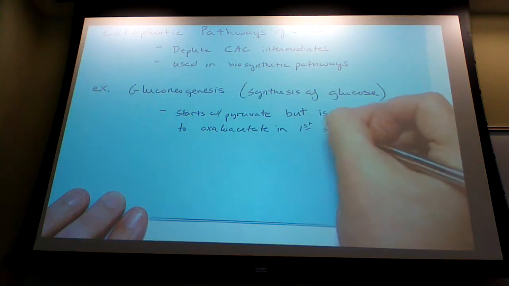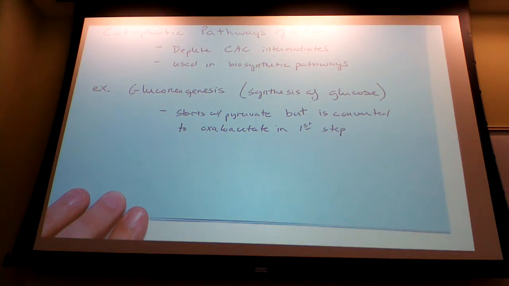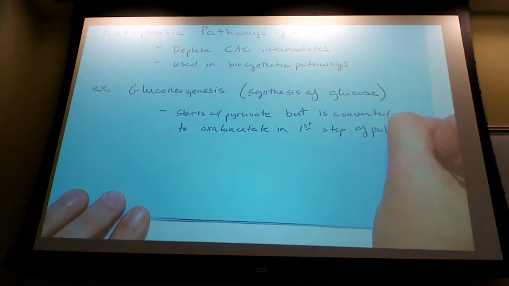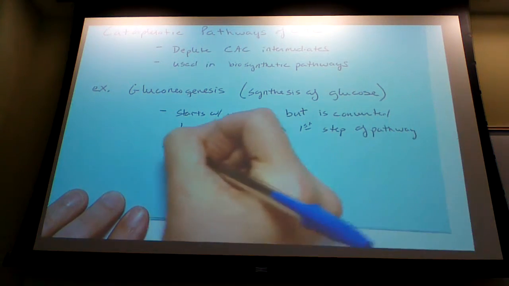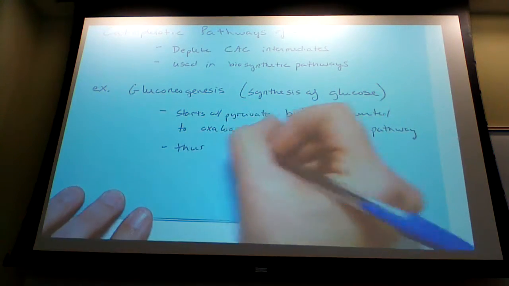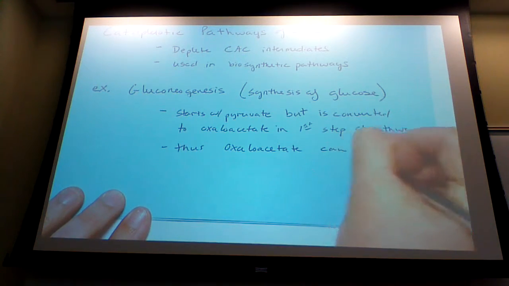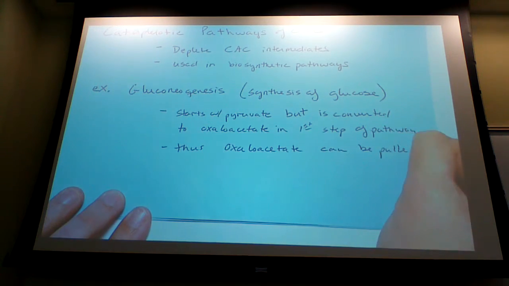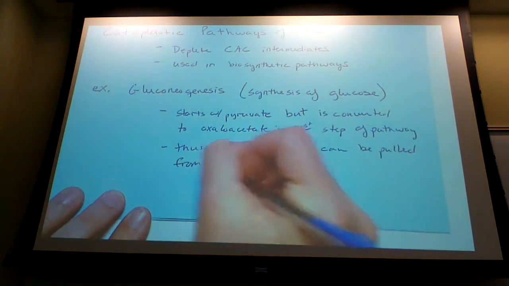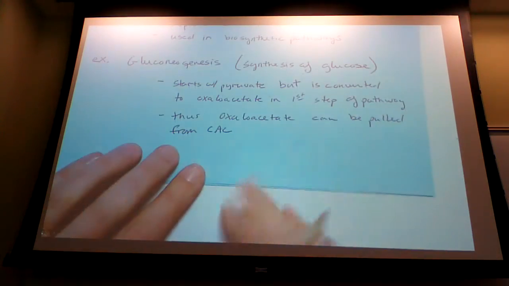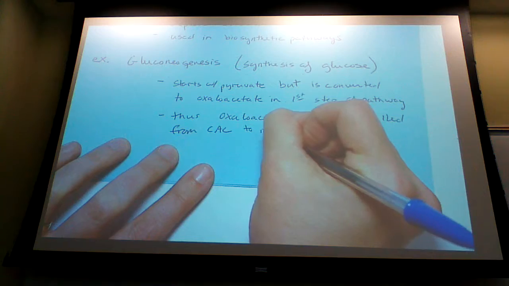Kind of that first step. Thus, oxaloacetate can be pulled from the CAC to make glucose.